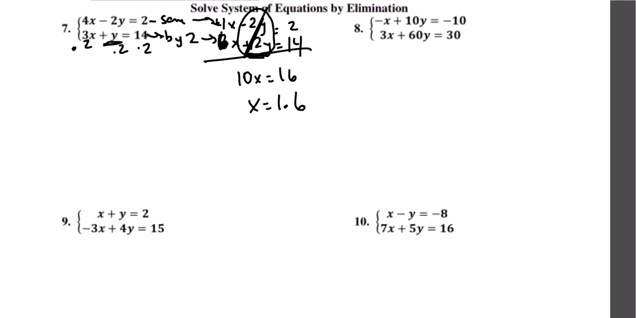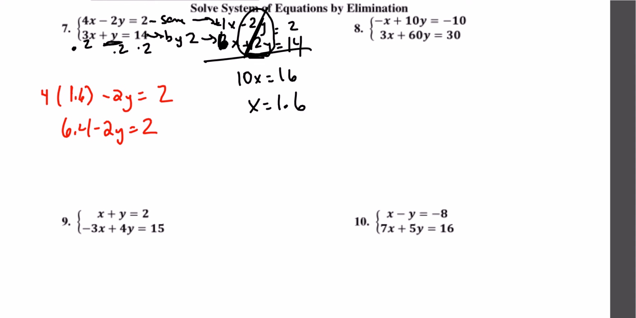I'm going to take 1.6 and plug it into the original problem. So I'm going to plug it into the top. 4 instead of x, I put 1.6, minus 2y equals 2. 4 times 1.6 is 6.4, minus 2y equals 2.